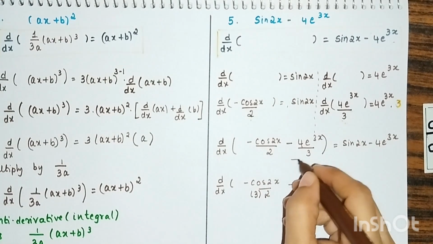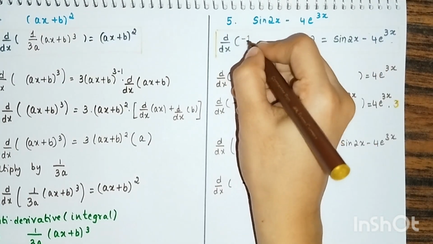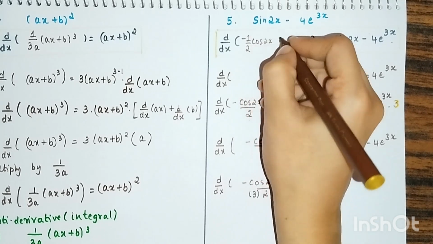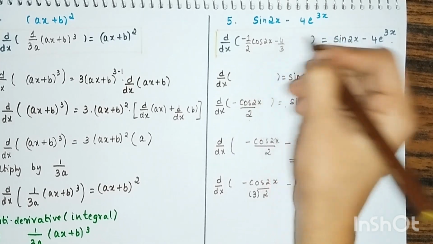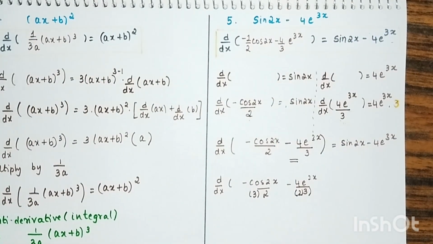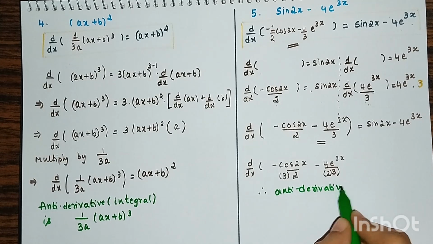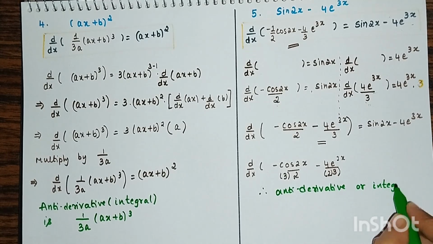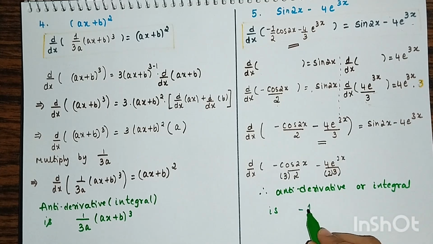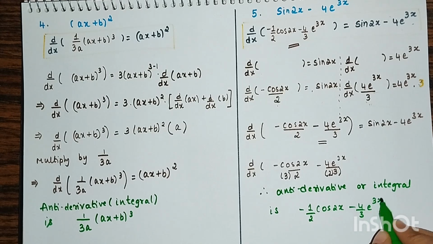So this is the antiderivative. We'll write here: it is minus 1 by 2 cos 2x minus 4 by 3 e to the power 3x. Therefore, the antiderivative or integral is minus 1 by 2 cos 2x minus 4 by 3 e to the power 3x. So this completes the first heading.